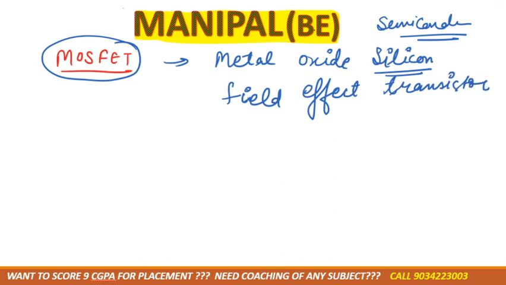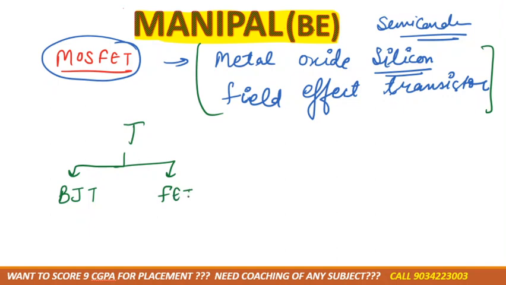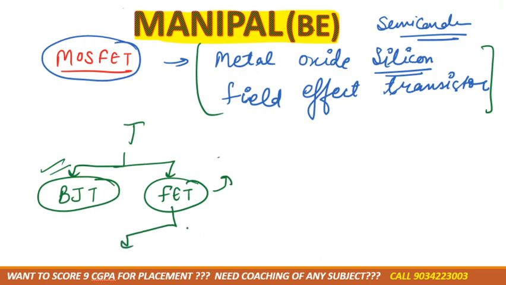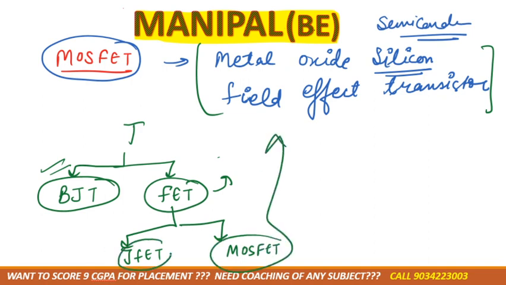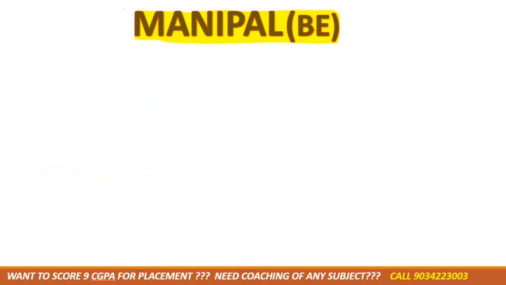Okay, so actually, earlier there was a transistor in your syllabus, but now they have removed BJT. Basically, transistor is divided into two parts: one is BJT and one is FET. BJT was in your syllabus 2 years before, but now FET is in your syllabus, and FET is divided into two categories: one is JFET and one is MOSFET. So MOSFET is in your syllabus. I think JFET is not in your syllabus, right? Now we'll study the MOSFET.